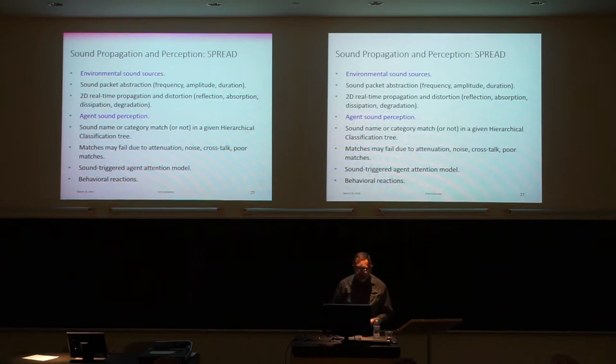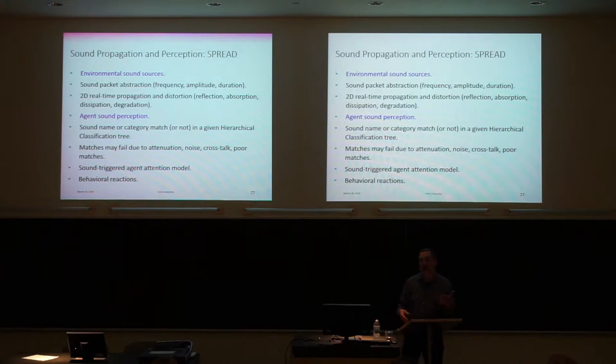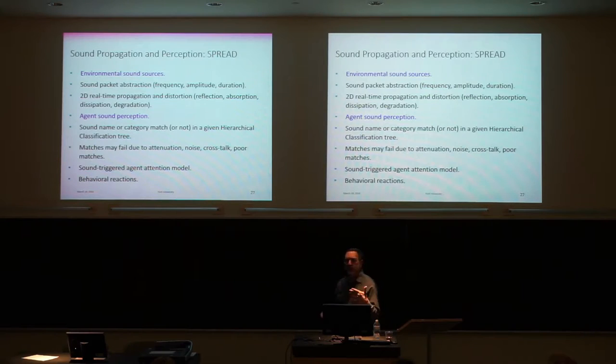But ultimately, what we want is that an agent has some possibly vague perception that there's an environmental sound or not. And if they can perceive it, they can name it. And if they can't perceive it very well, they may only be able to get a category. I heard an impact sound. I don't know what caused the impact, but I heard the impact. Or they may have heard something, but they couldn't even identify it. So those sort of partial or vague matches were okay for us.